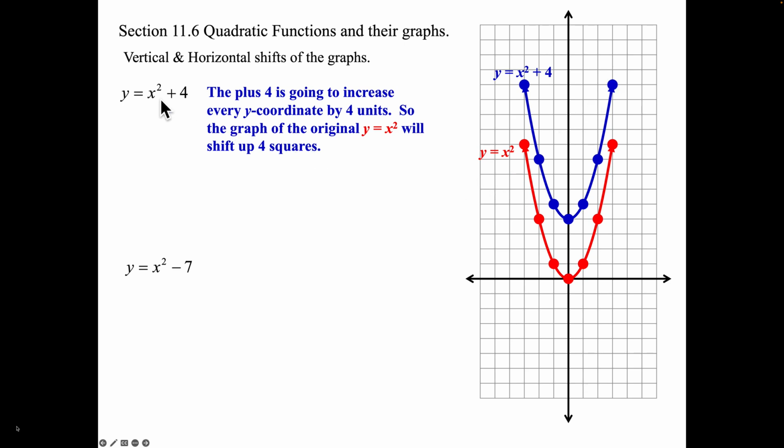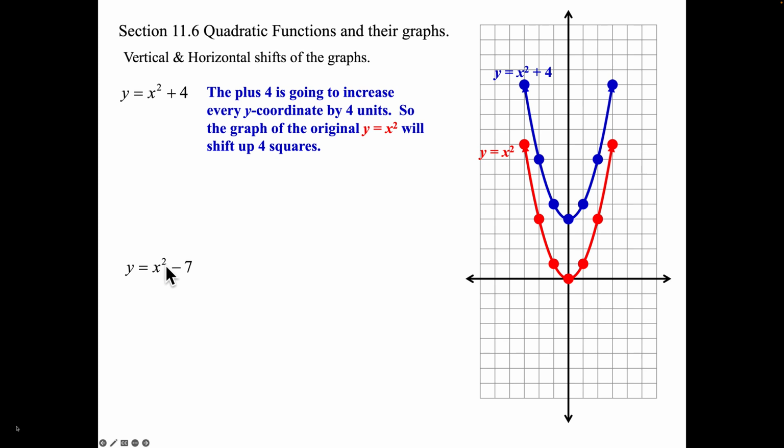What we're going to do is say, hey, look, I see this plus 4. It's going to change my vertex. It's going to move it up 4, plot that point. There's a 1 in front of my x squared, so my pattern from here is 1 to the right, up 1, 1 to the right, up 3, 1 to the right, up 5. Flip it over that axis of symmetry, there's my graph.